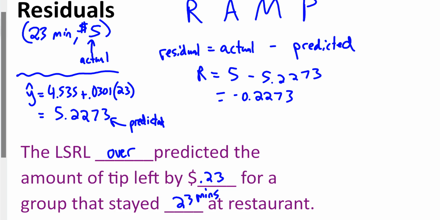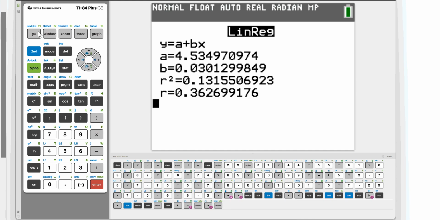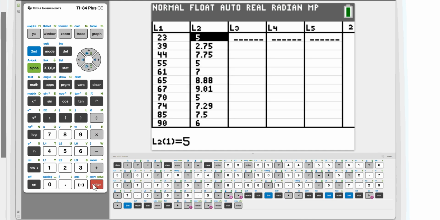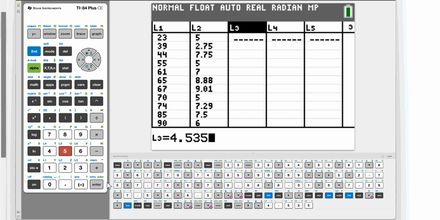Now, you can use your lists to find those residuals. So I'm going to take you back to our lists here. So if I have my x and y, now that I have my equation, I can find all the predicted amounts. So this list 3, I'm going to put in as my predicted amounts. So that's going to be equal to, what did I say my equation was? 4.535 plus 0.0301 times whatever our actual x value is.